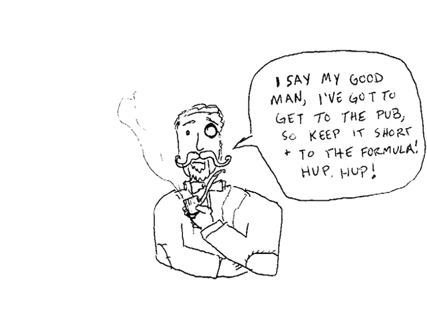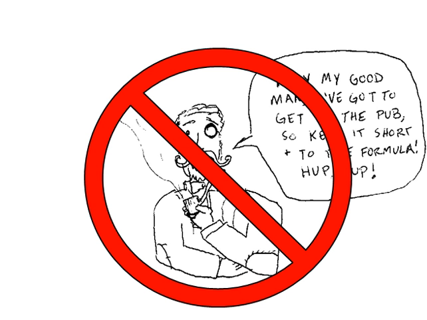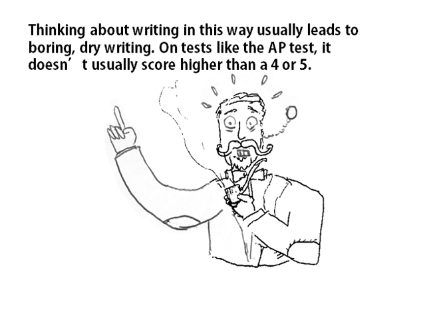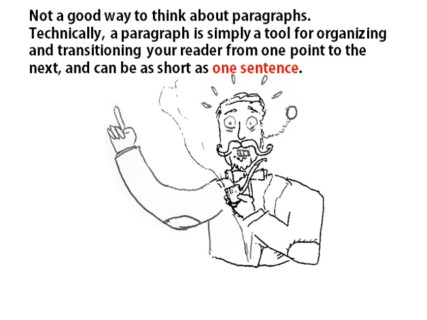Writing in this formula creates a problem. While it was very fast and efficient for professors to be able to grade, it usually does not produce good writing. And on tests that are judging your writing, it's simply dangerous to use. This formula usually leads to boring, dry writing, and usually won't get you a score higher than a 4 or 5 out of 9 on the AP test, if that. On top of that, this formula has probably really damaged how you think about paragraphs. Thinking of paragraphs that rigidly as a formulaic 5-sentence tool can really mess up a good writer.